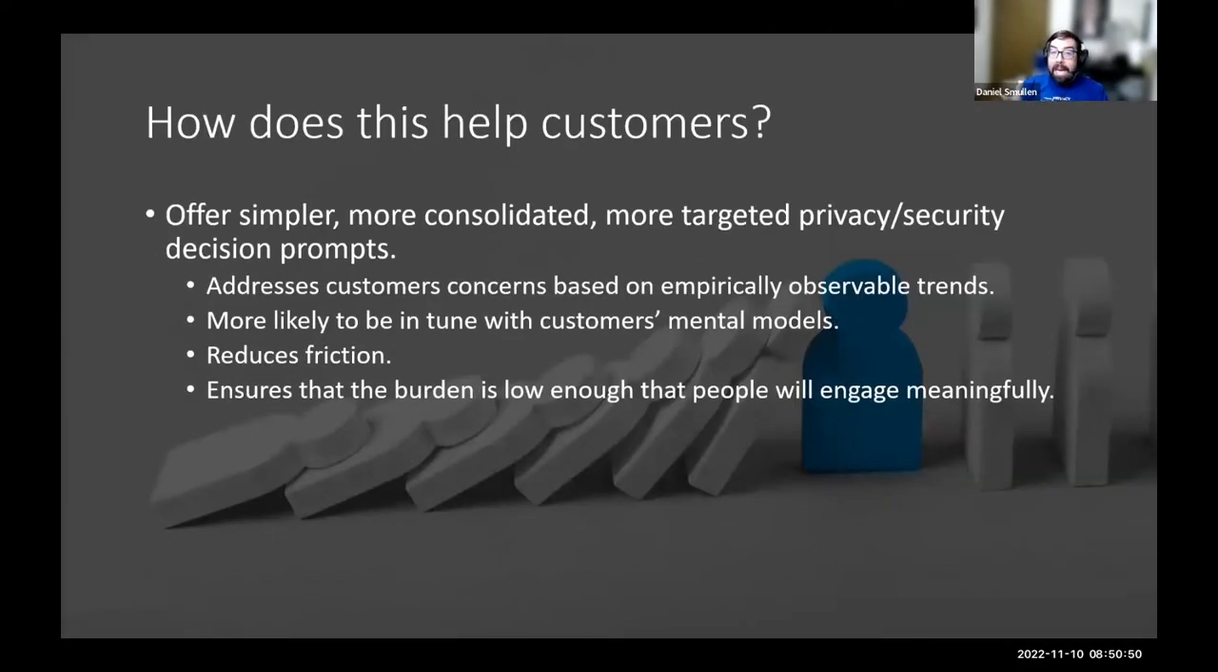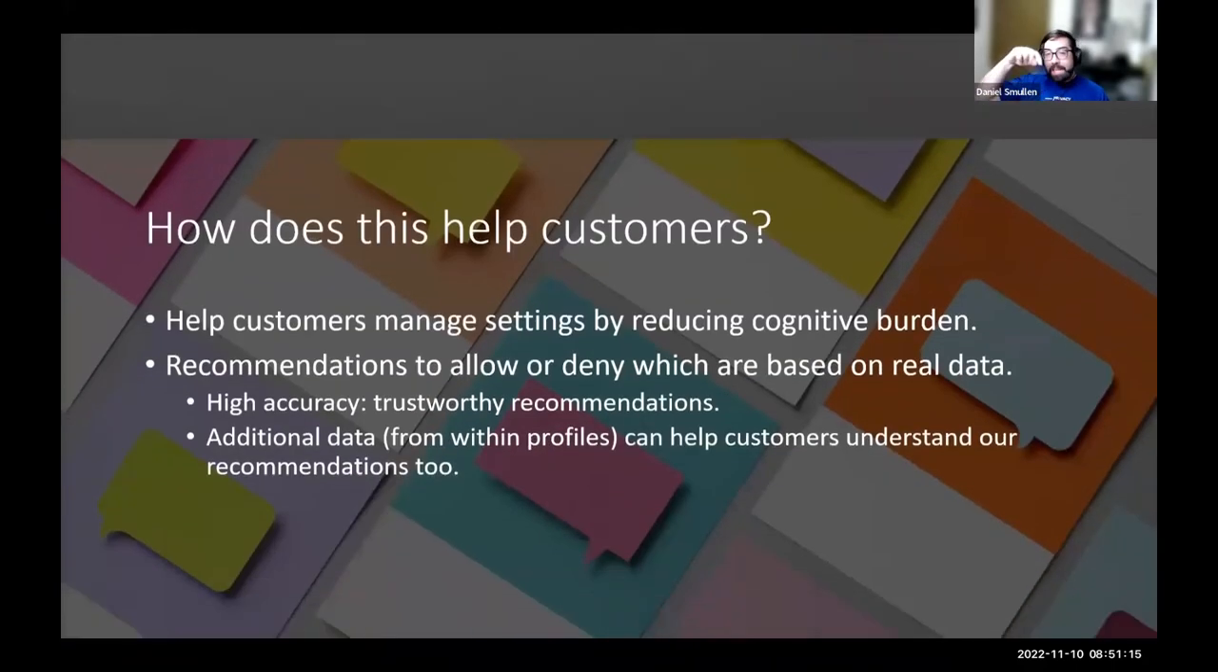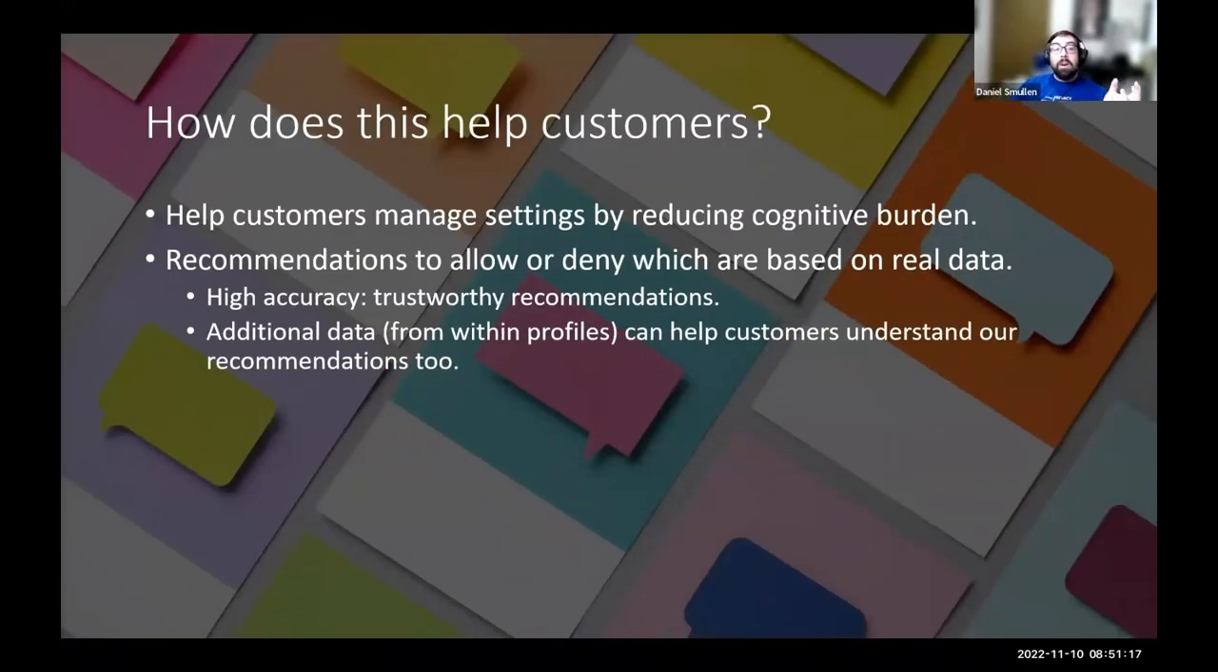So again, how does this actually help customers? Well, when you offer simpler and more consolidated and more targeted decision prompts, do you want this or do you want that? Then we address people's concerns better. And this is based on actual data, empirically observable trends, not just what we think people want, right? Because that's more likely to be in tune with what people's mental models actually are. And that reduces friction and it ensures that people don't just click, click, click. Also, it helps reduce the cognitive burden. And that's the reason why people won't just click, click, click, because you're meeting them at their level.